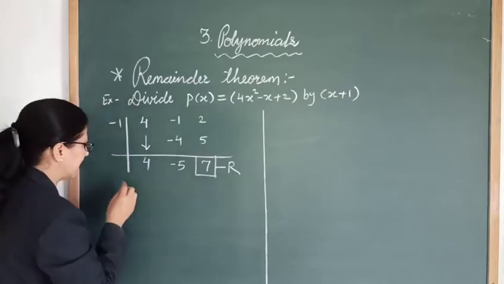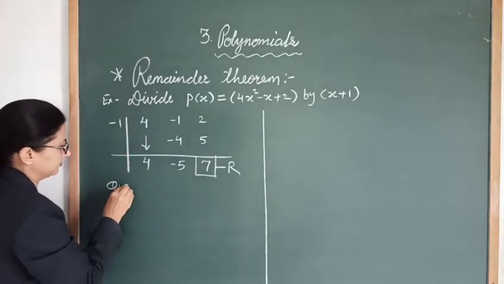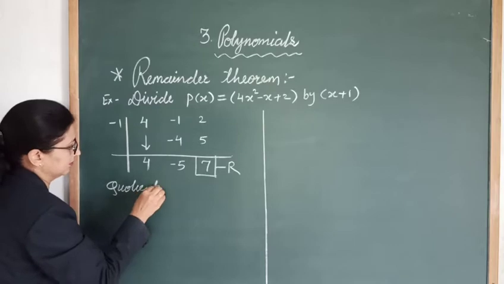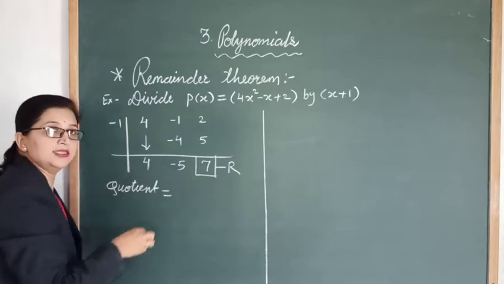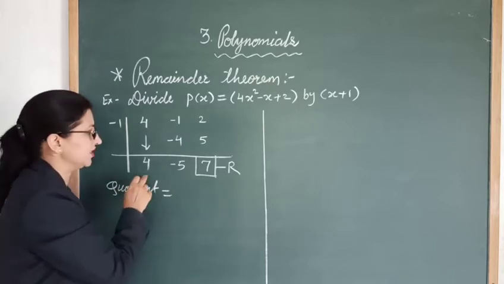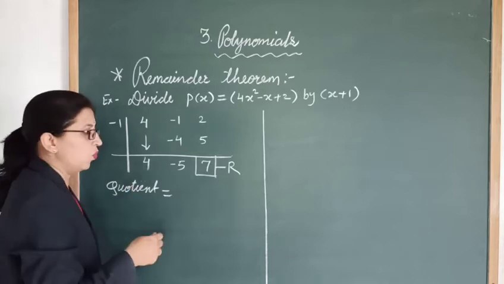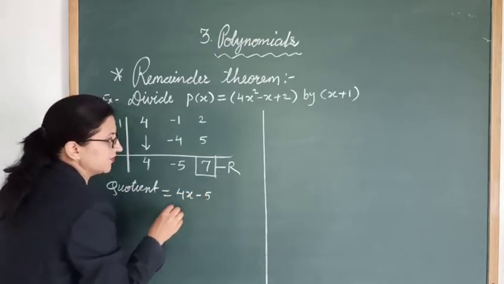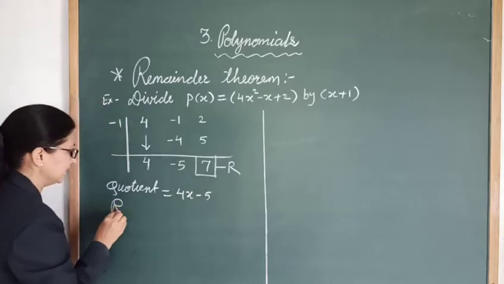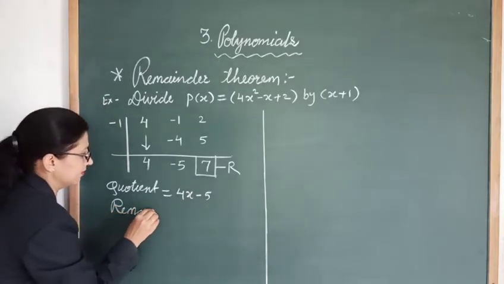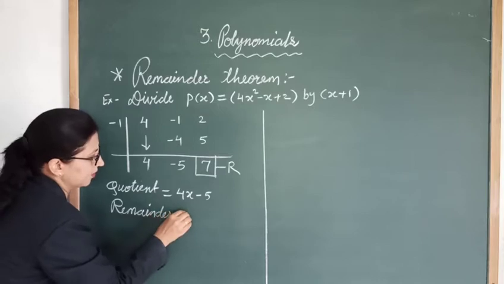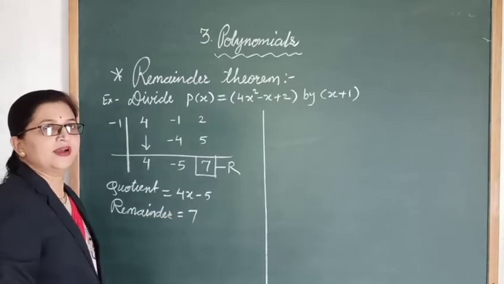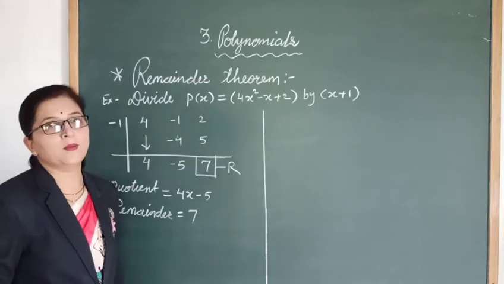Right? Let's write down the quotient. As two coefficients are there, the degree is 1. So we'll get here 4x minus 5 and the remainder is 7. Now let's find the value of this polynomial.